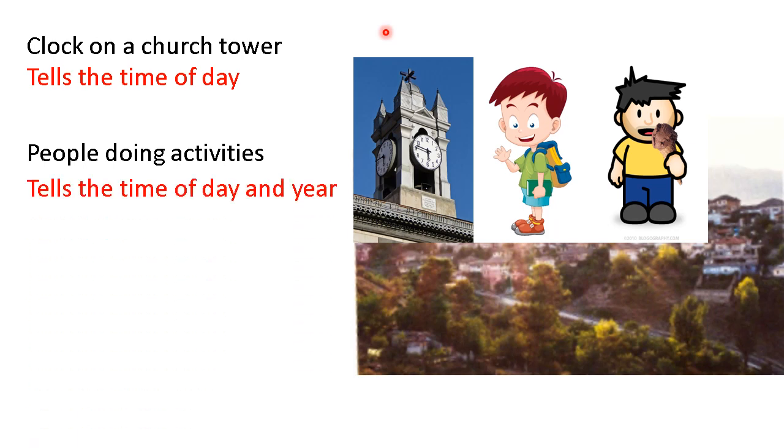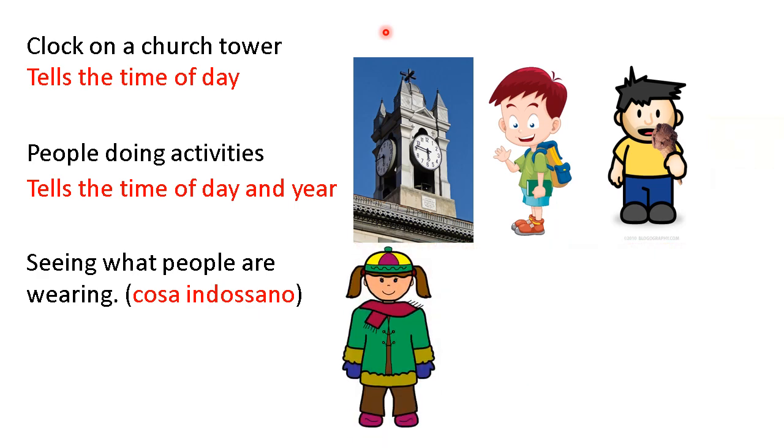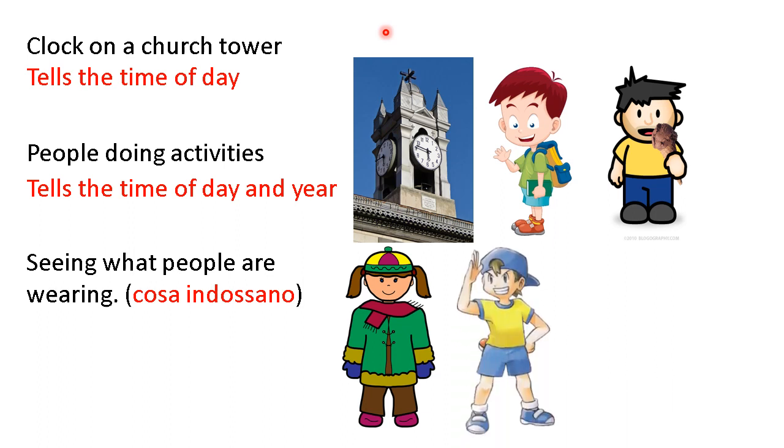We could also understand the time of the year by looking at what people are wearing. This girl is wearing warm clothes, a hat, gloves, a scarf. This tells me it's cold. This boy is wearing a t-shirt and shorts. This tells me it's not cold. I can understand it's summer.